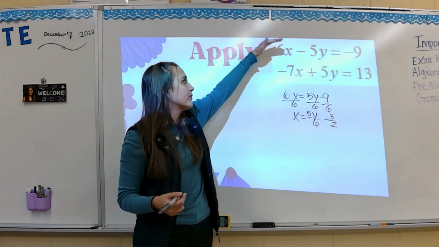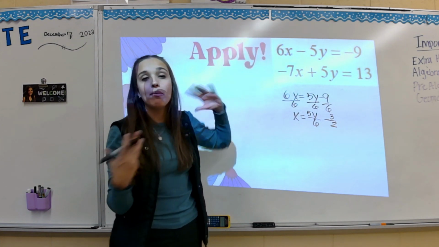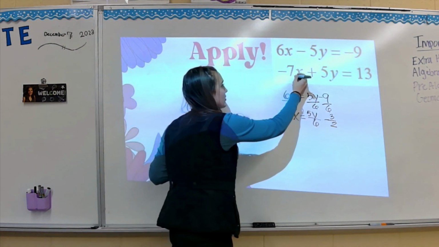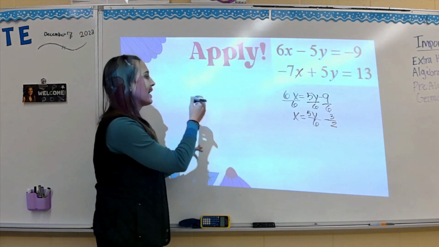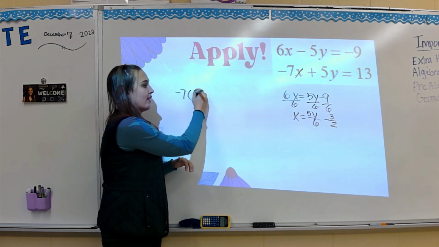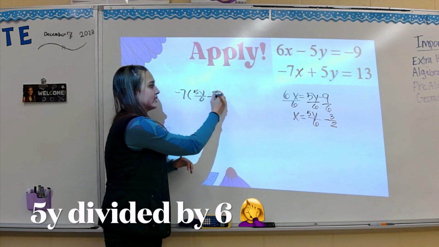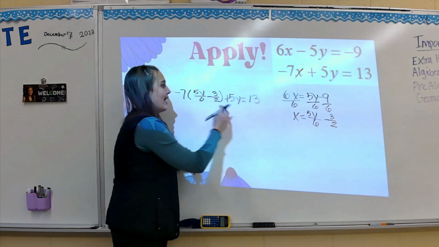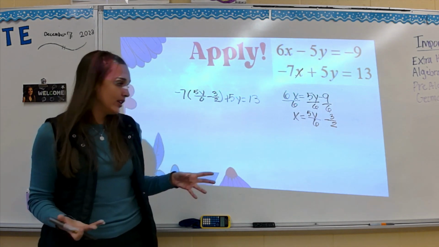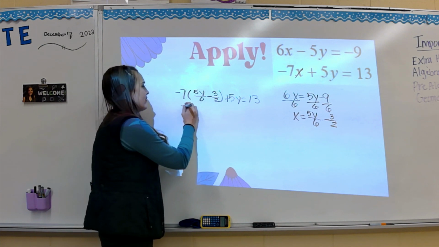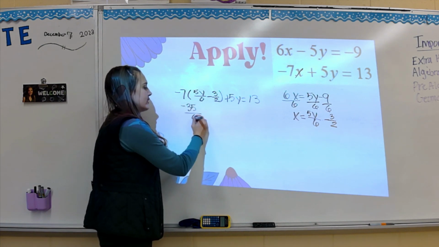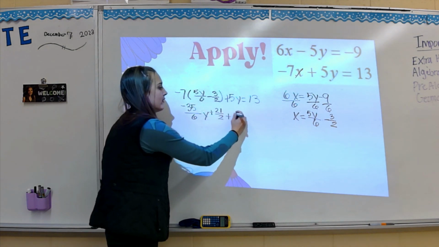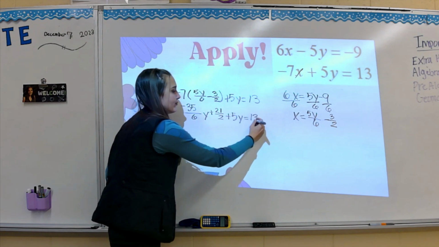Now, I simplified and configured the first equation, so I'm not going to plug it into there. That wouldn't make sense. I'm going to substitute it into the second one for its x. So instead of x, I'm putting this. So I'm going to have negative 7 times 5y over 6 minus 3 halves, plus 5y equals 13. Now we have just the y terms like we wanted. So I'm going to multiply. I get negative 35 over 6y. This becomes plus 21 halves plus 5y equals 13.